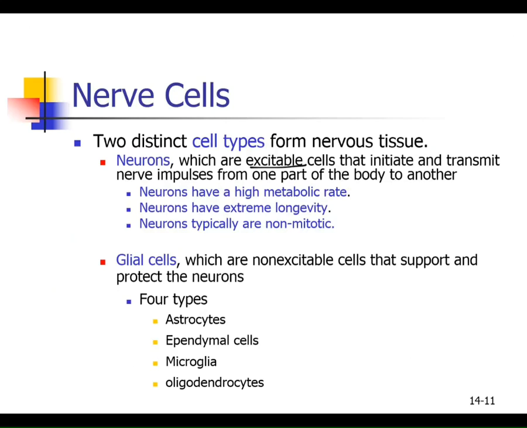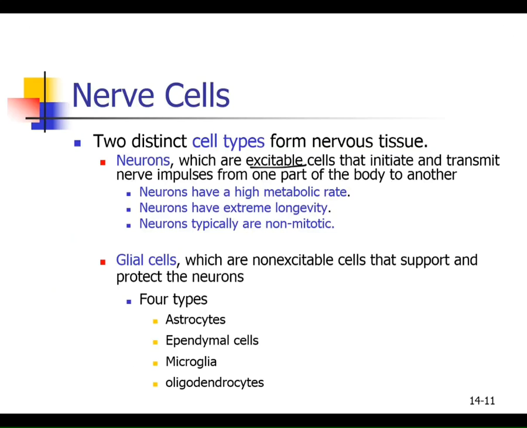And number three, they're non-mitotic. Once they're developed, once they're in place, they don't divide. You can't injure a neuron and expect it to replace itself or divide. This is why spinal cord injury and brain injury is so traumatic and so devastating, because unlike skin or muscle, right, nervous tissue doesn't regenerate. So once you lose it, it's gone. Very little regeneration capacity. So these neurons are highly metabolic, very, very energy needy. They live your entire lifespan, and they're not replaceable.